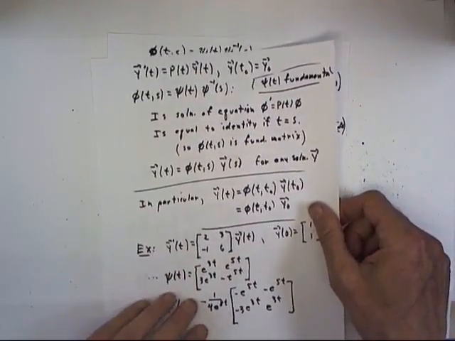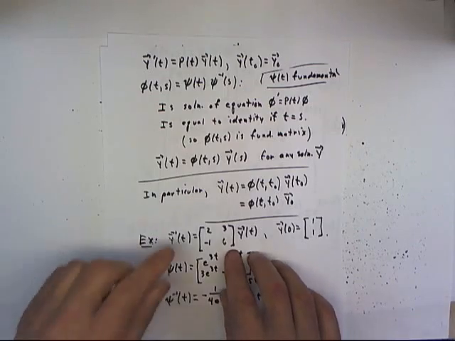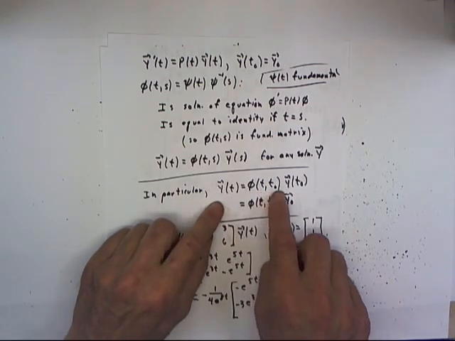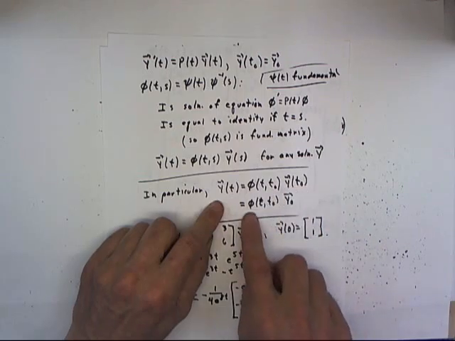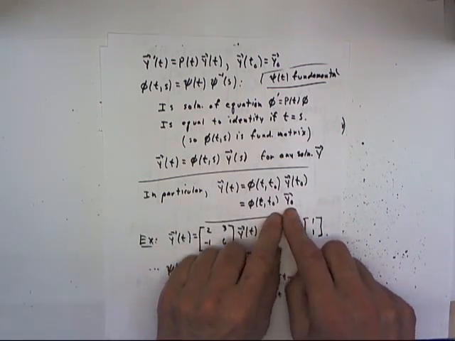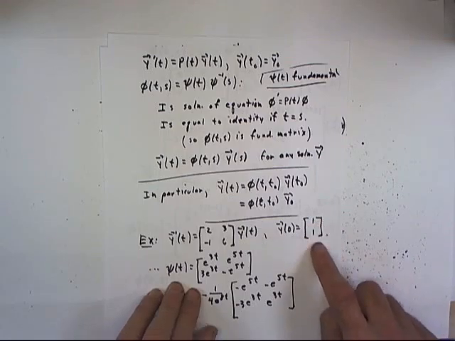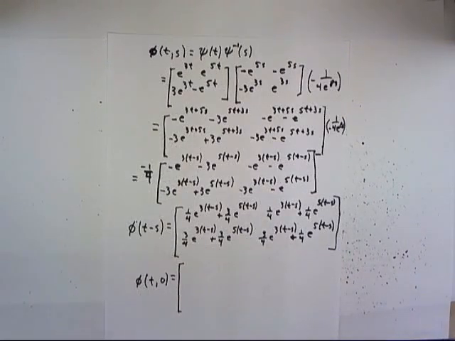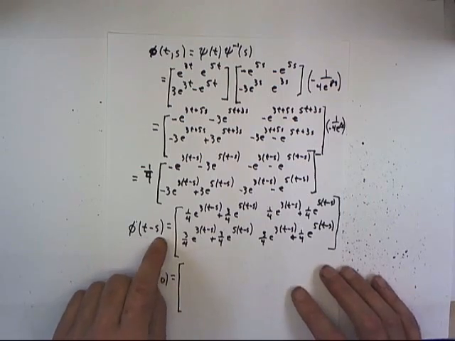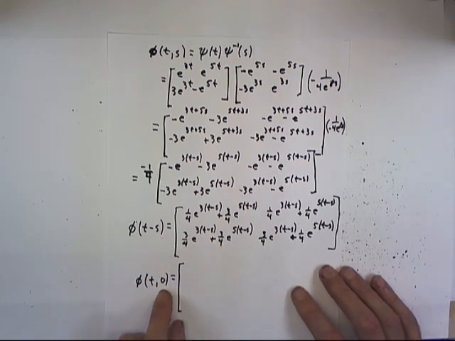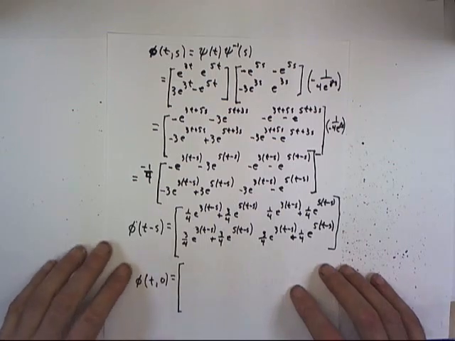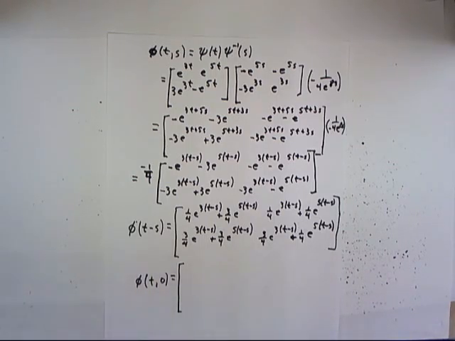If we go back to what I asserted, y of t should equal phi of t, t naught times y naught. In the system we have here, t naught is 0, and y naught is the vector [1, 1]. So if we replace s by 0 and multiply the resulting matrix by the [1, 1] vector, we should end up with a solution to our initial value system.